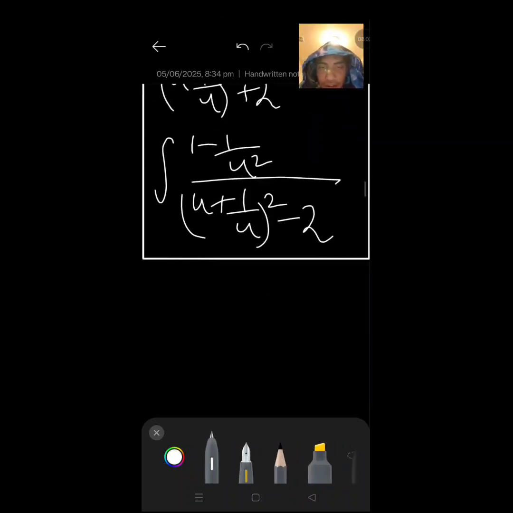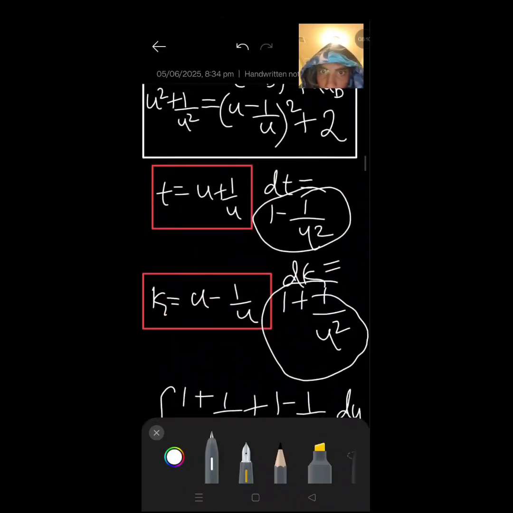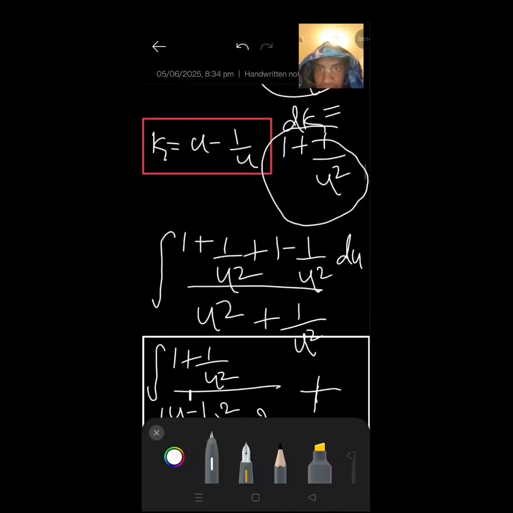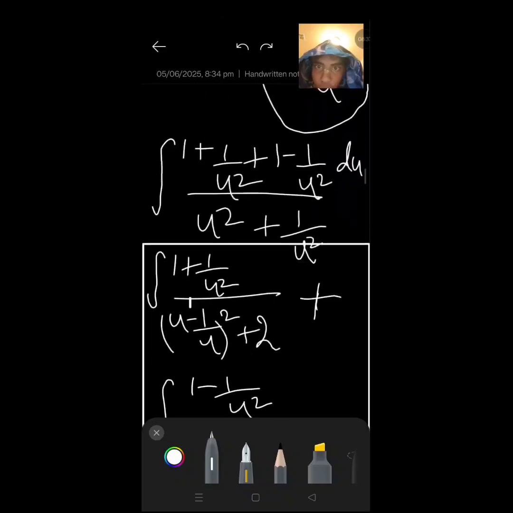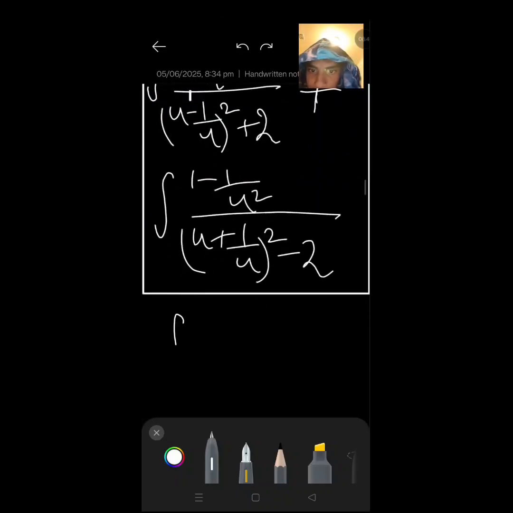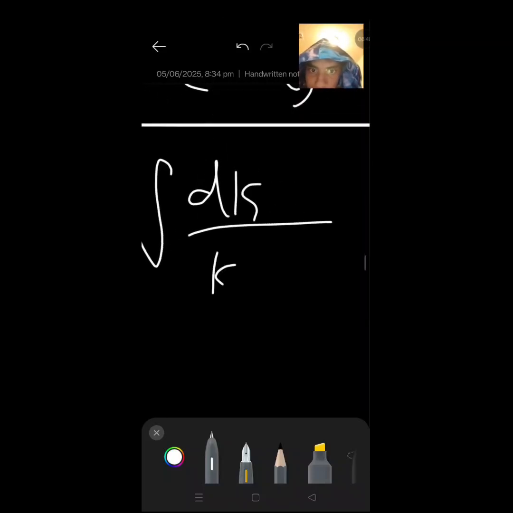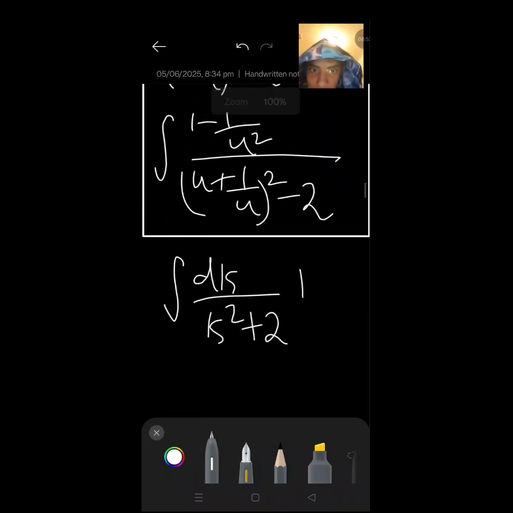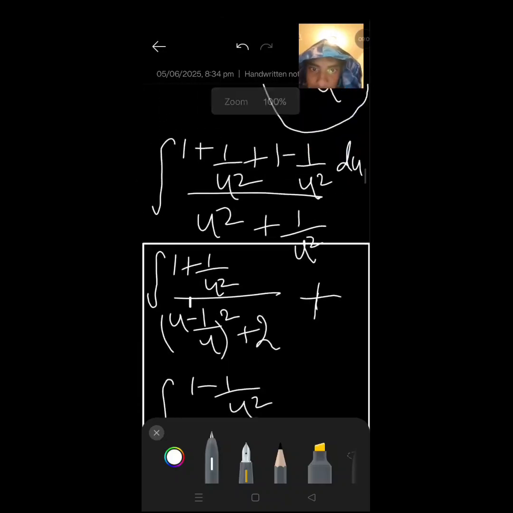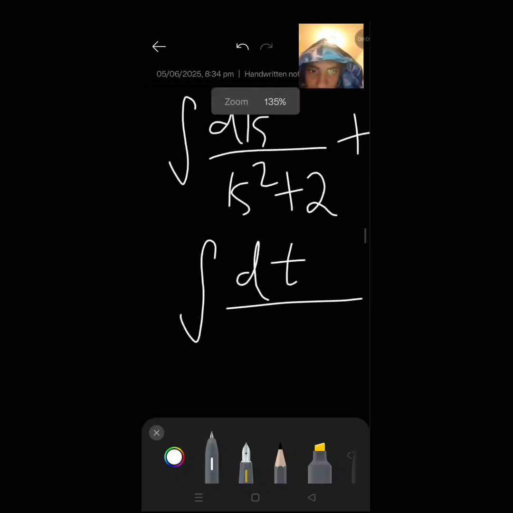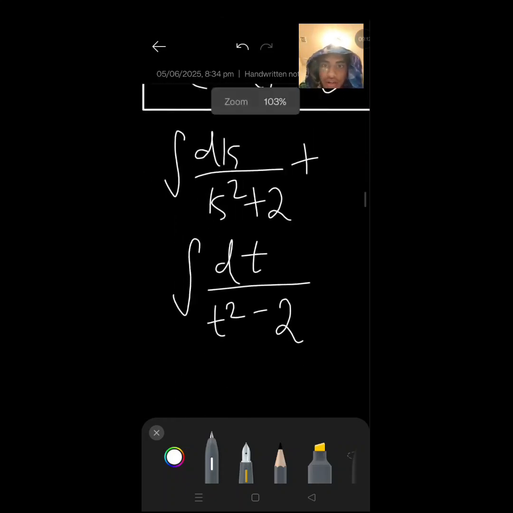So now we just need to figure out what we had substituted. That's why I made these red boxes. Okay. So see, we had taken t as u plus 1 over u. Okay, we'll deal with that later. We'll first deal with this. u minus 1 over u we had taken as k. Right? So the numerator will be dk basically. Integral of dk over k squared plus 2 ultimately, plus integral of dt over t squared minus 2. And that's pretty much it. This is all we needed to do.